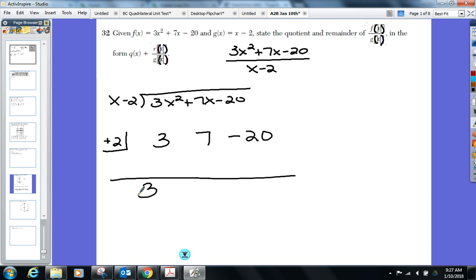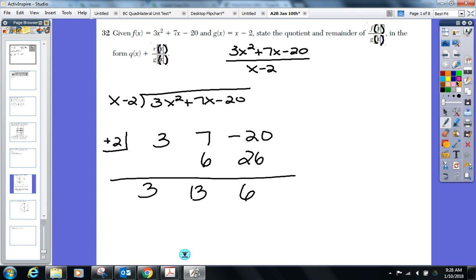Multiply now. 3 times 2 gives you that 6 right there. Positive 6 and a positive 7. 13. 13 times that positive 2. 26. Negative 20, positive 26. 6. Okay, the last number is usually your what? Remainder. All right, so how do I write this now?